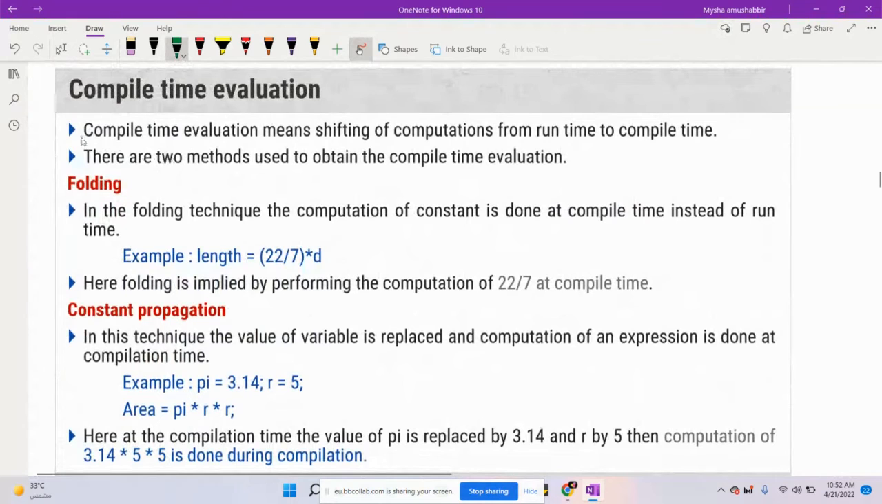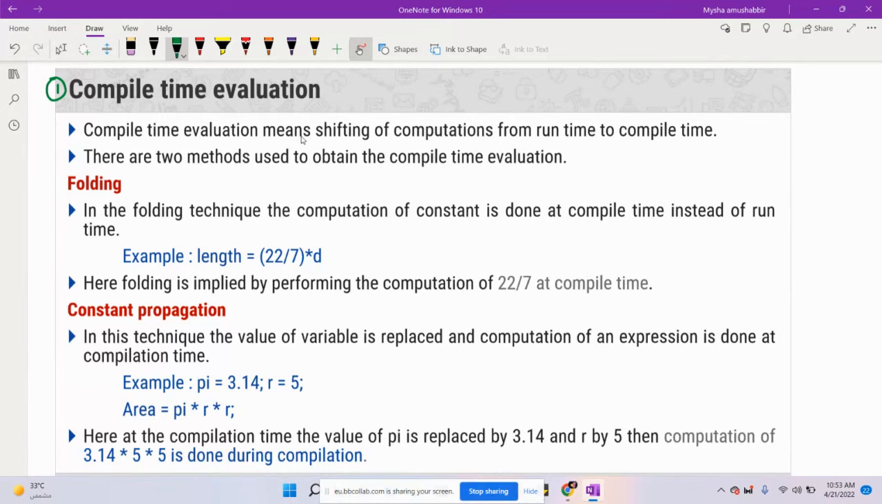The first technique, technique number 1. This is technique 1, compile time evaluation. In compile time evaluation, there are 2 methods. First is constant folding and constant propagation. So first, what is compile time evaluation?